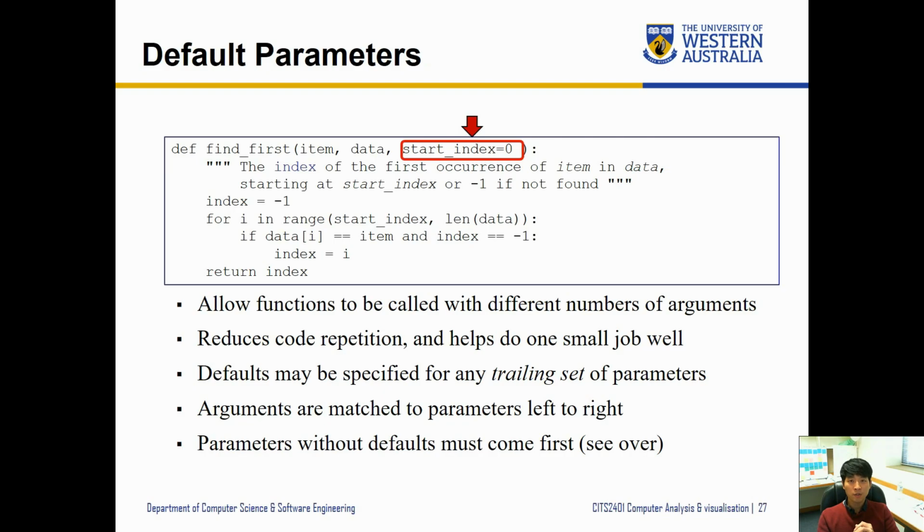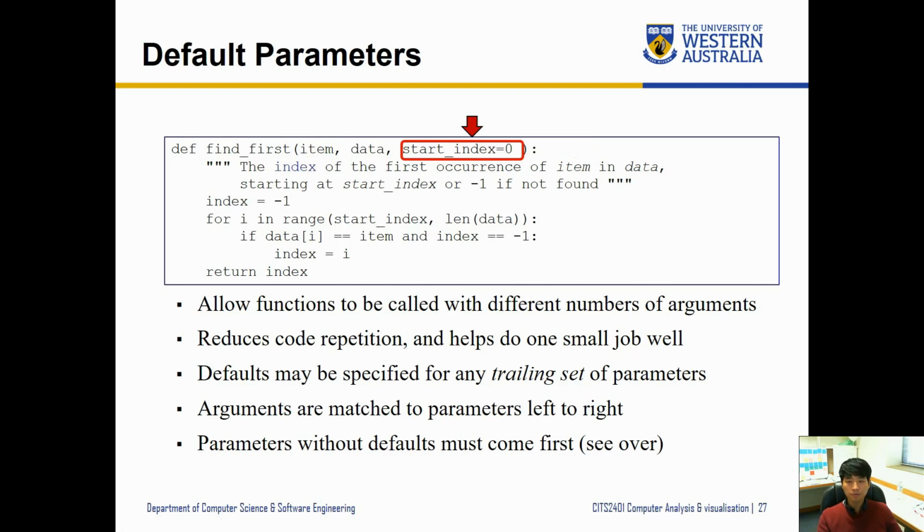Default parameters are the ones where, if you do not give it a value as an input parameter, then instead of complaining about the value missing, you can use a predefined value instead. So here's an example of using a default parameter. Here you see find first. Item is the value that you're trying to find. Data is a sequence of different items inside, for example, a list. And then start index is where you start looking for it.